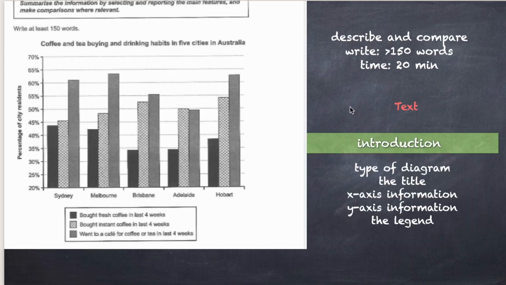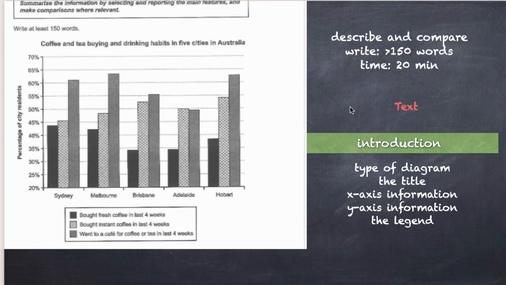Well, the type of diagram is a bar chart. The title is about the coffee and tea buying and drinking habits in 5 cities in Australia. The x-axis information mentions those 5 cities: Sydney, Melbourne, Brisbane, Adelaide, and Hobart. The y-axis information tells us the percentages.